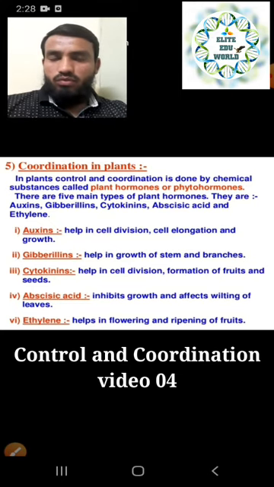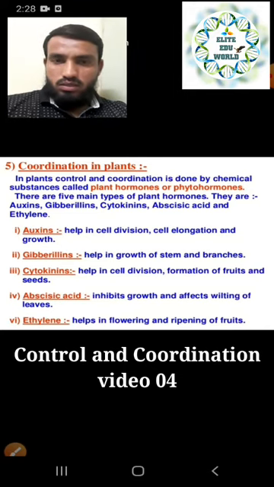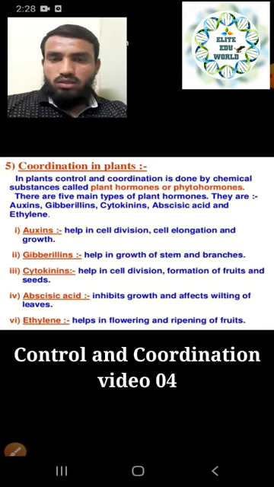Formation of a fruit, right? The plant has a special part where only the fruit will grow, at the tip of the plant or the branches. There the cytokinin hormones are present. And when the seeds will grow, how the seed will grow, that is controlled by these cytokinins. So all these hormones are controlling special functioning in the plant.